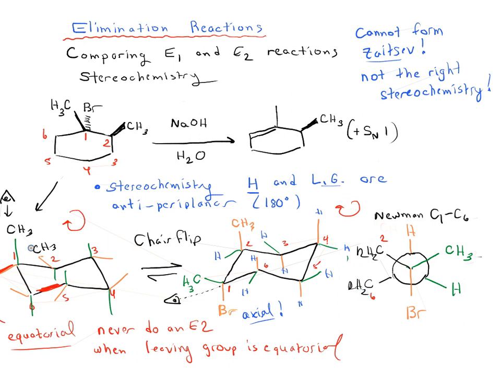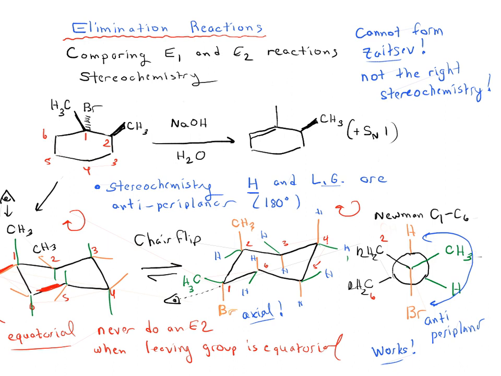Now the key point here is notice that we've got the hydrogen and the bromine. These are now anti-periplanar. So this actually works. So we can form a double bond between carbon 1 and carbon 6. This E2 reaction will work.